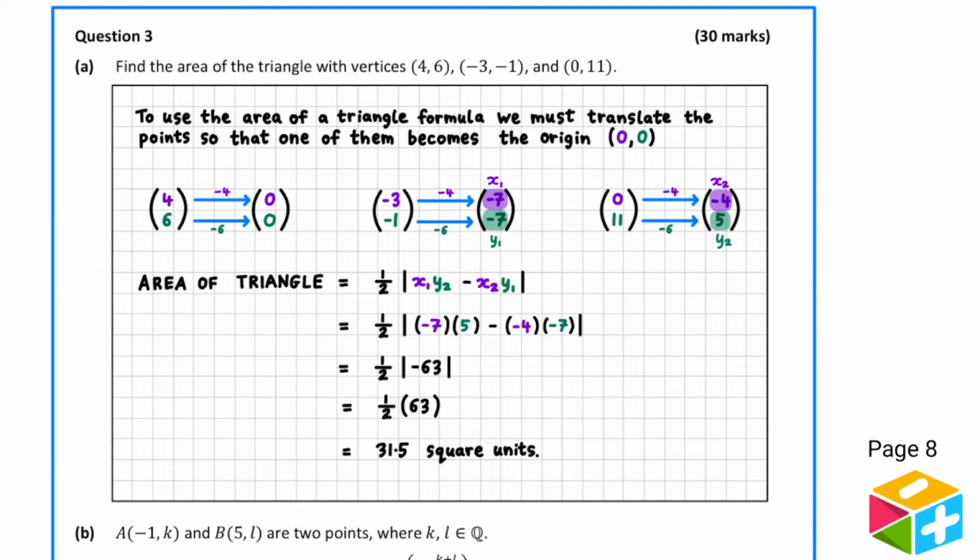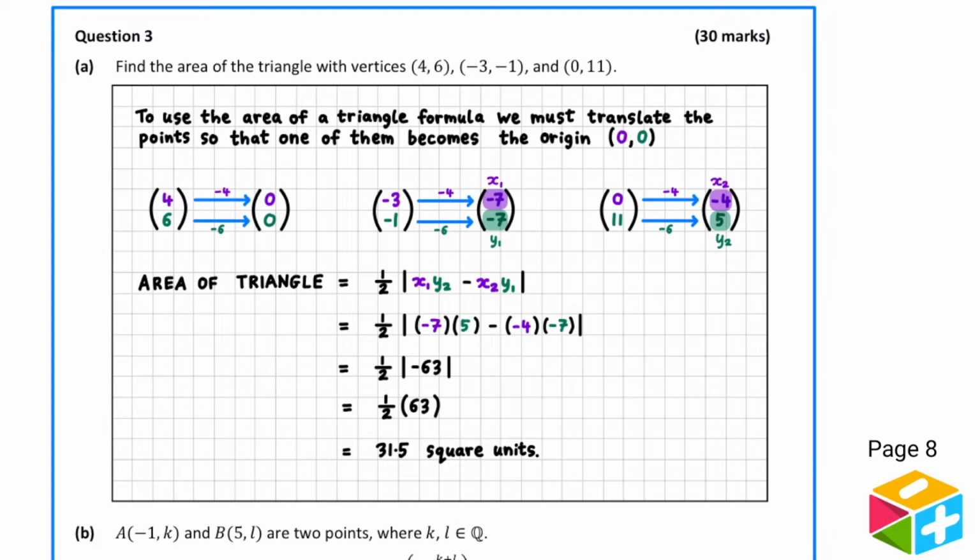In question 3a, we're given the coordinates of 3 points and asked to find the area of the triangle with these vertices. There's a result in the formula book which says that the area of a triangle is a half times the absolute value of x1 y2 minus x2 y1. However, there's an important caveat here. To use this formula, we must translate the points so that one of them becomes the origin, 0, 0.